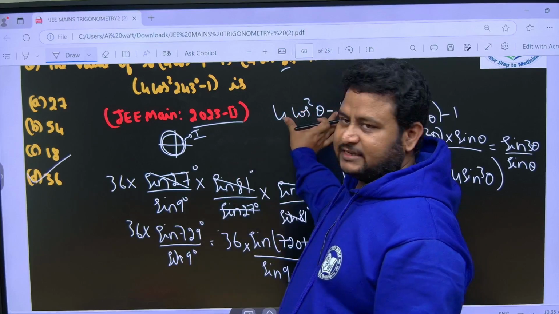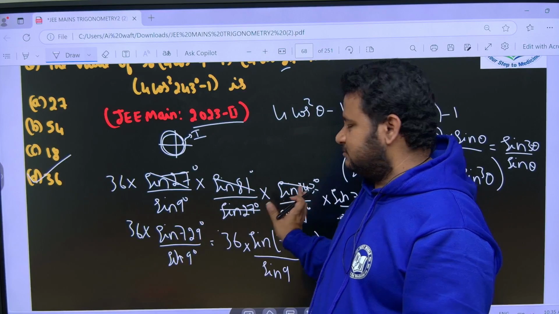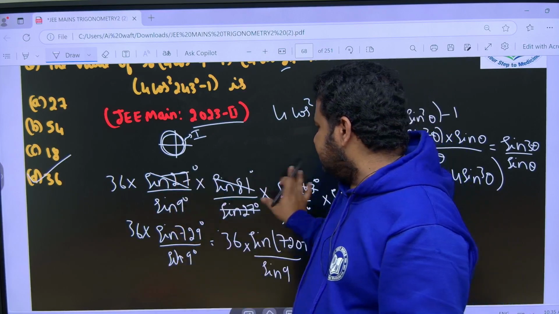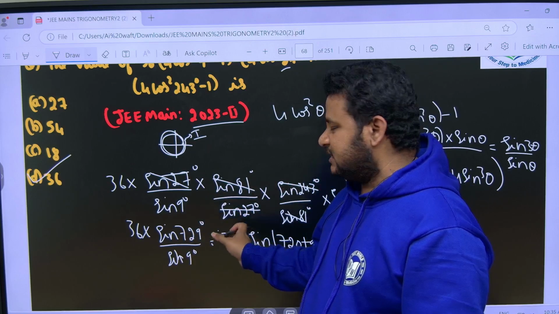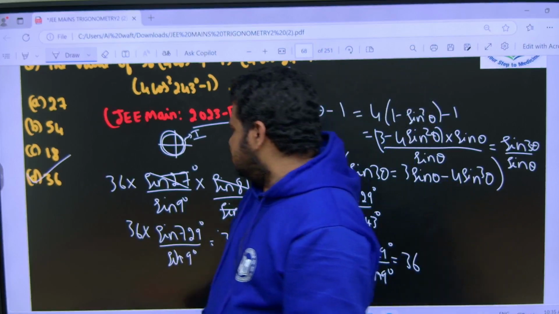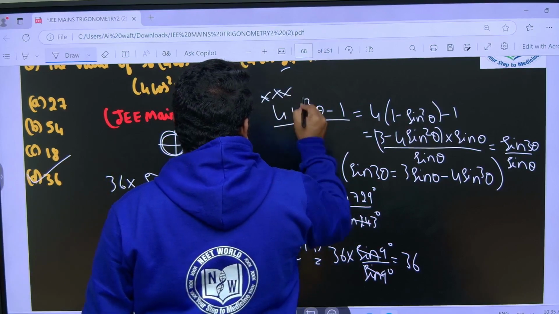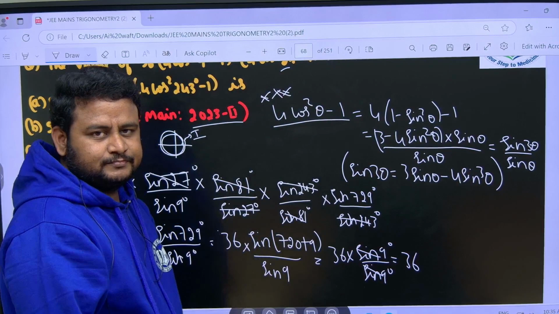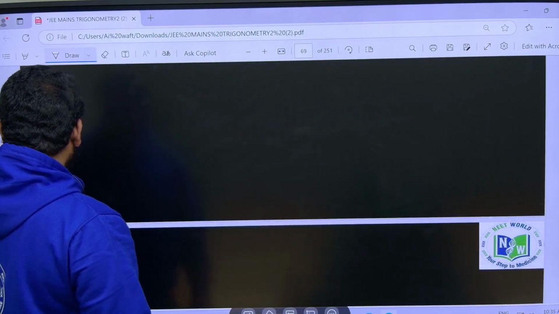But if you get this trick, 4 cos square theta minus 1 is equal to sin 3 theta by sin theta, I have written these many steps. You can write the first step, and in the next step, sin 27 by sin 9 degree and so on, you can cancel directly and you will get 36. Got it, friends? This step is highly important. Let us go to the next question.